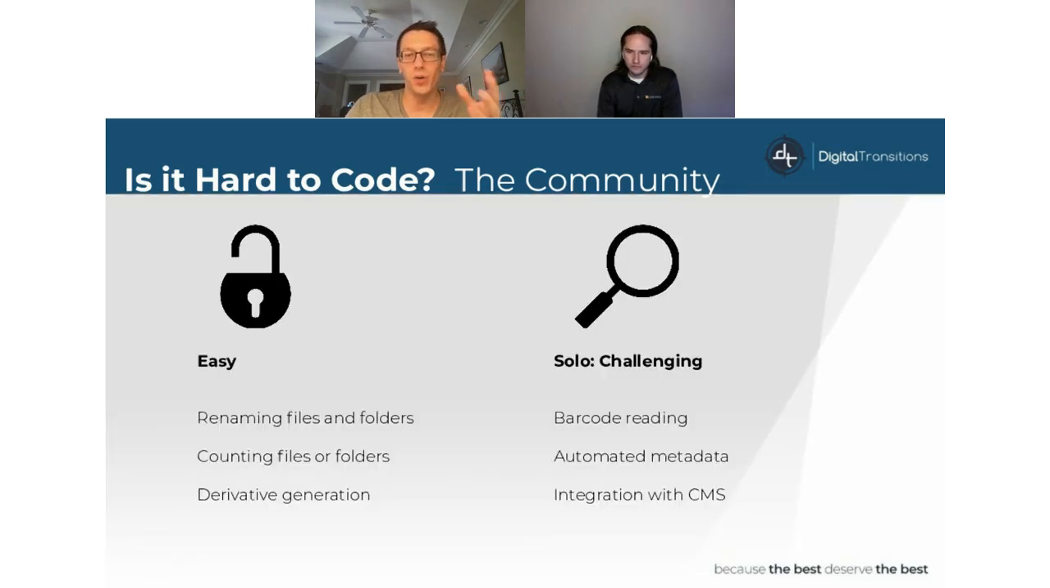So working on your own, tasks like renaming and counting files or creating basic derivatives like a JPEG from a TIFF, those tasks will be easy. But more complex or involved tasks, like, for example, the automation of creation of metadata or sending your data to and from a CMS, those will be more challenging if you're working alone. But working as part of a community, even those more complex tasks can be made relatively simple for you to implement. For example, if Jeremy here has already written the code to name files based on a barcode, it's going to be much easier for you to implement that, either exactly as he did or making small tweaks to what your specific needs are.